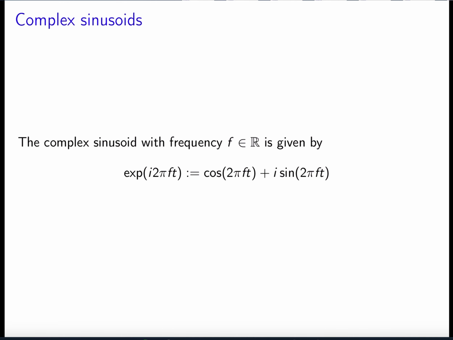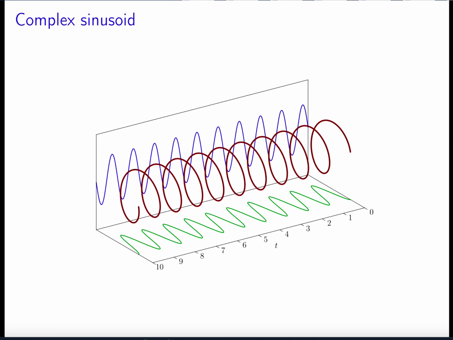A complex sinusoid is a complex valued function where the real part is equal to a cosine and the imaginary part is equal to a sine. Let's take a look at a picture. So this is the real part, this is the imaginary part, and you see that the function varies on the complex plane and essentially just rotates in the complex plane.